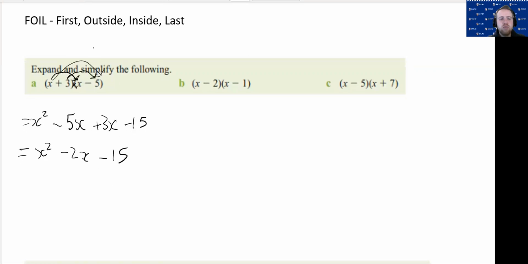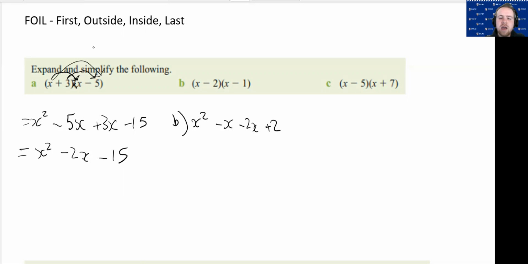Okay, so remember FOIL. Let's do it again. So first with first. Now, you don't have to draw those arrows or those lines. You can just do it, but write down one thing at a time. So x times x is x squared. x times minus 1 is minus x. Minus 2 times x is minus 2x. And then minus 2 times minus 1 is positive 2. So you can see I'm doing it one step at a time, writing down each thing as I go.